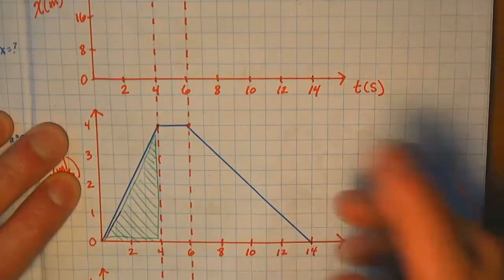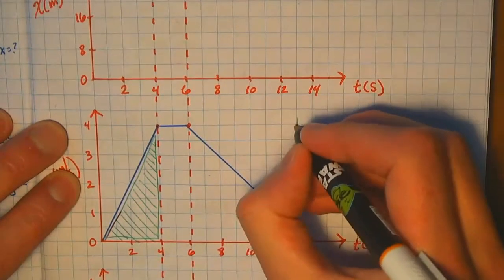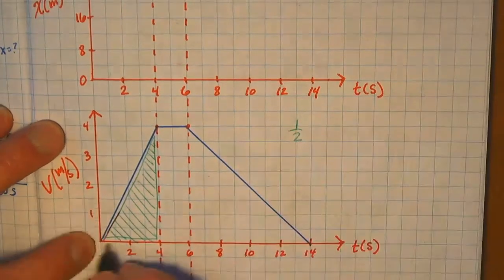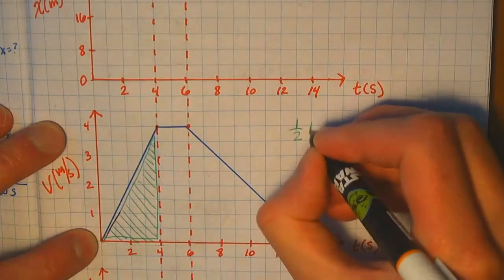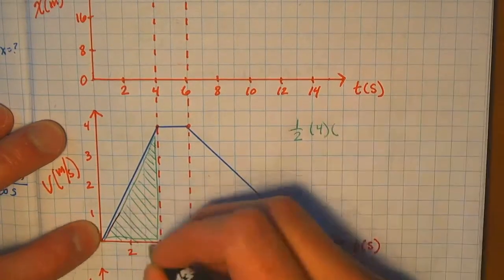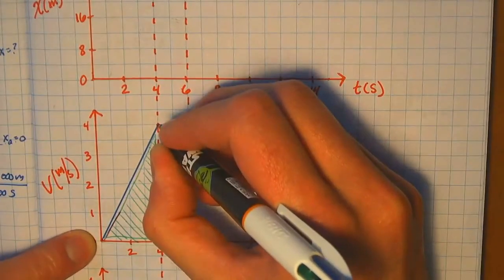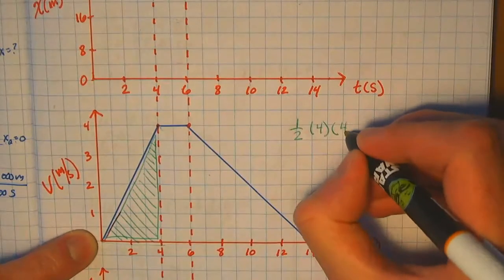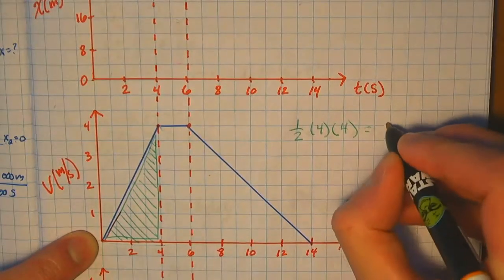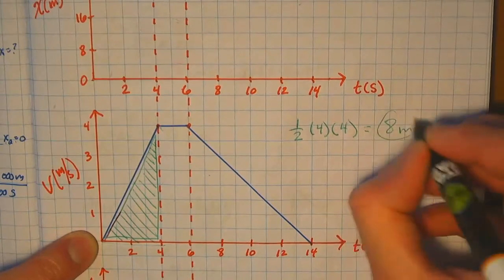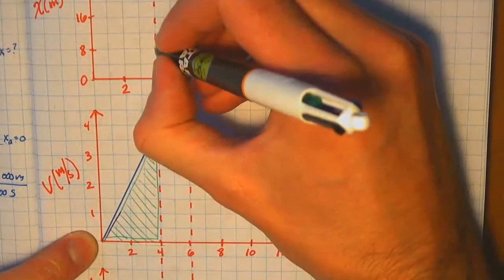So that area is a triangle. So it's 1/2 base, so 1/2 times 4 times my height, which is also 4. And that's going to give me 8 meters. So that goes right here.